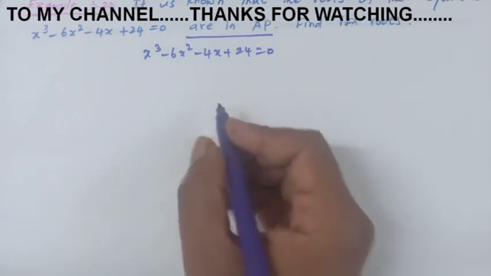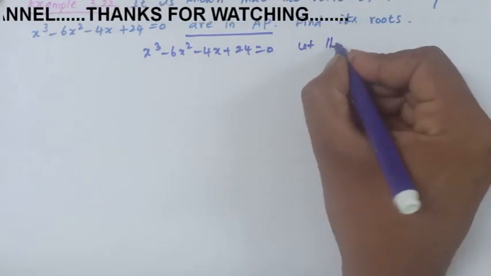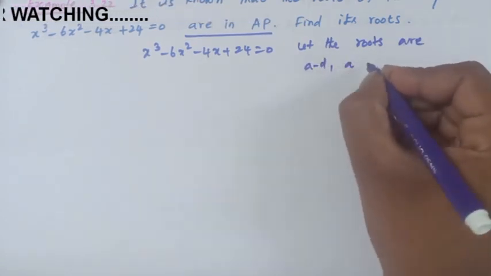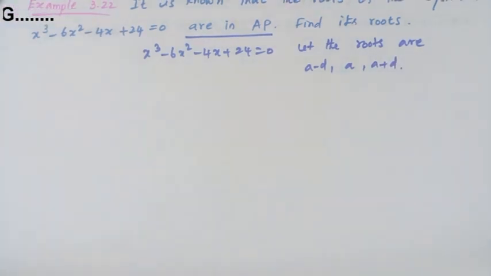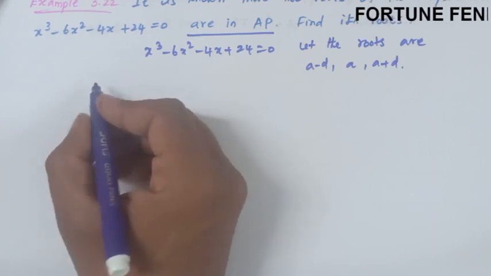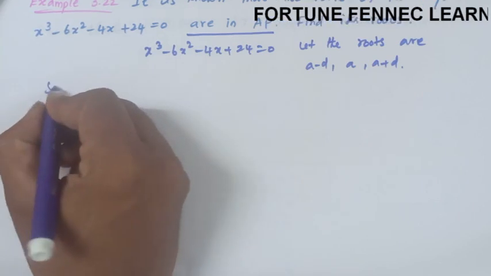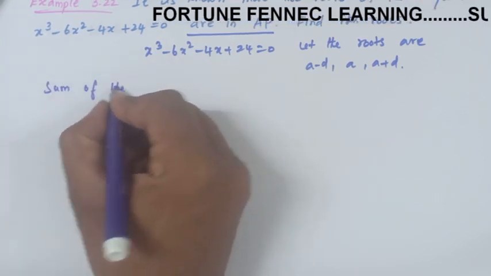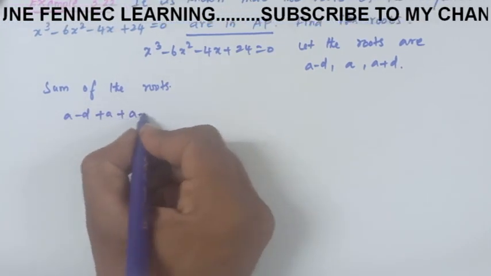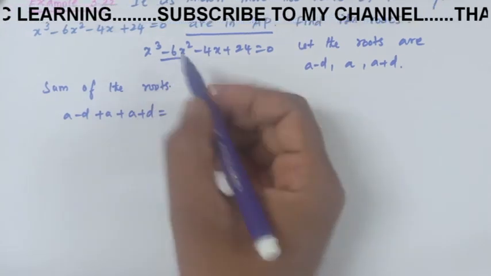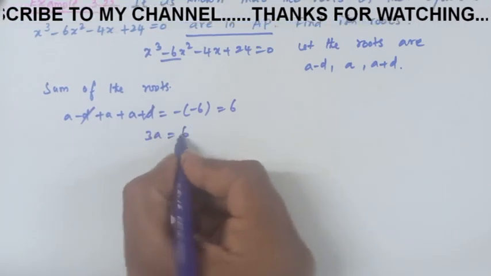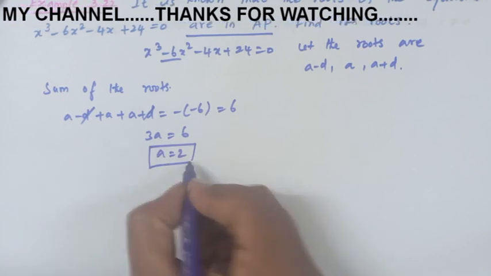The roots are in AP, therefore let the roots be a minus d, a, a plus d. First, sum of the roots: a minus d plus a plus a plus d is equal to the sum of the roots, minus of minus 6, that is 6. The d minus d cancels, so 3a is equal to 6, a is equal to 2.